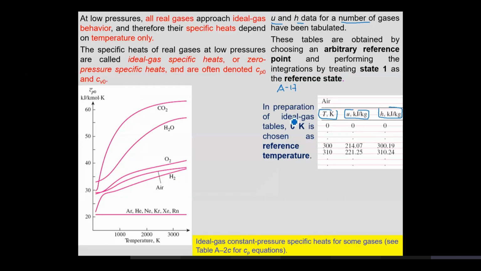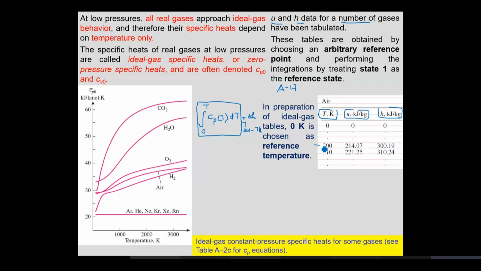In the preparation of this table, the integration has been done from 0 to the respective temperatures. Cp dT, this has already been done for you. So this would essentially be equal to delta H for temperature between 0 Kelvin to the temperature T Kelvin. At 0 Kelvin, the internal energy and enthalpy are assumed to be 0 as a reference value, and all the integrations have been done for you.